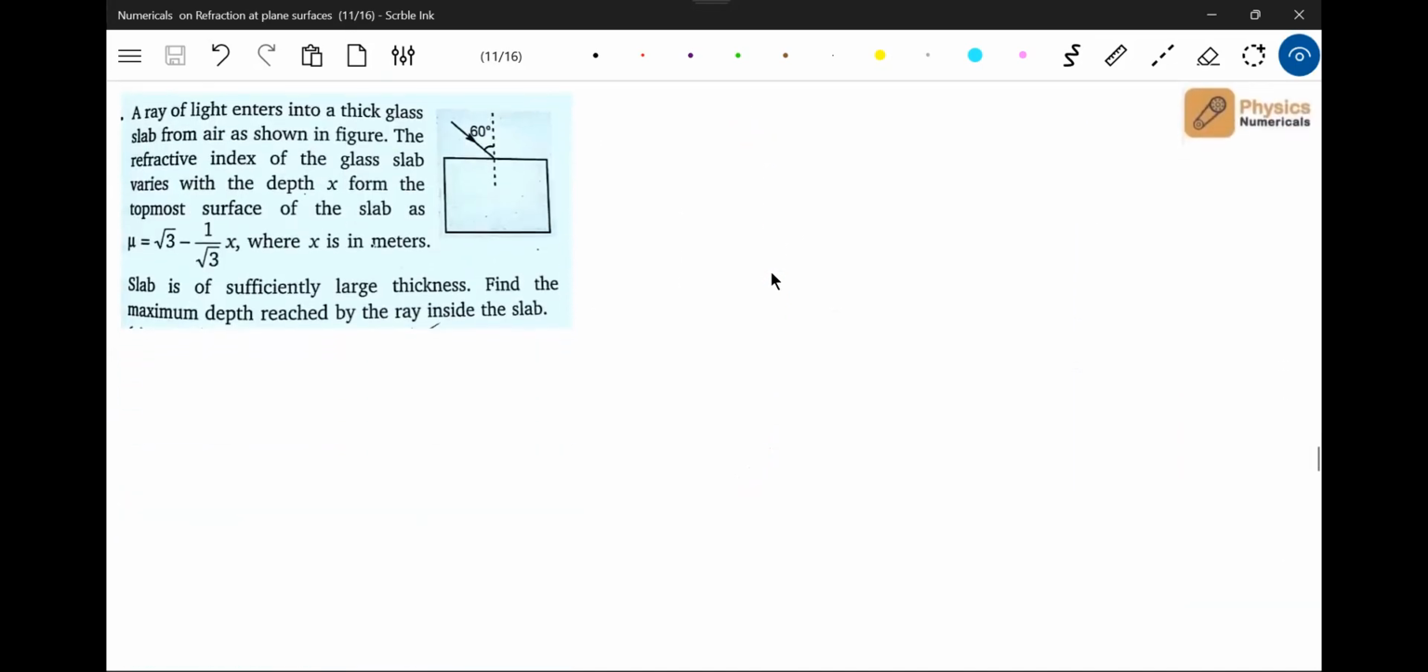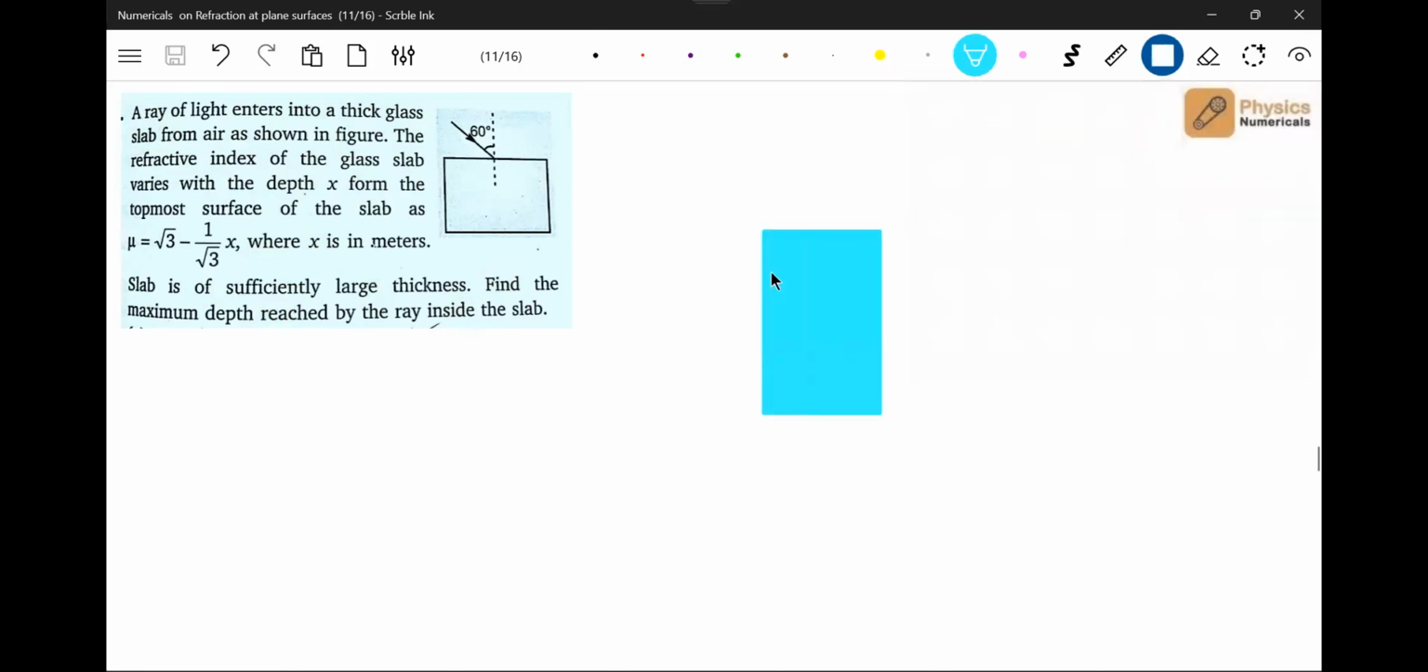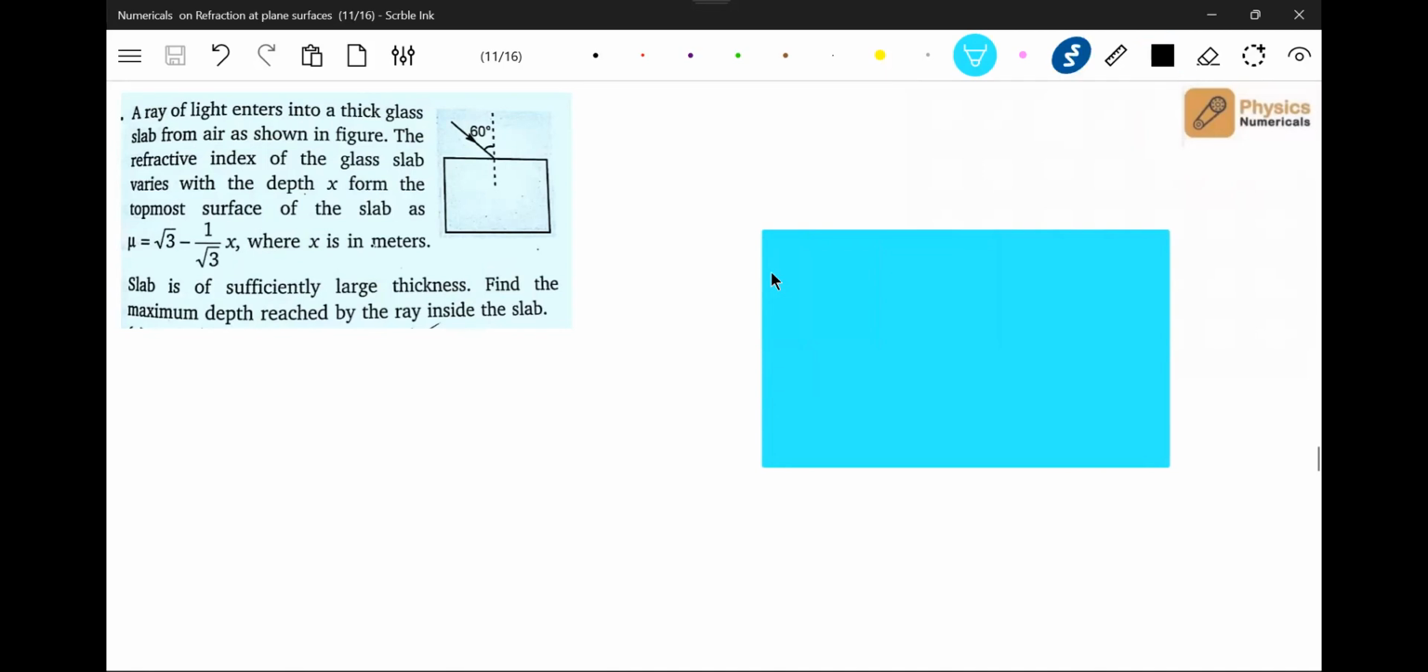Similar one more problem. Here we have a diagram also. A ray of light enters into a thick glass slab from air as shown in the figure. The refractive index of the glass slab varies with the depth x, where the slab is of sufficiently large thickness. Find the maximum depth reached by the ray inside the slab. The similar problem we discussed. If this is the slab, okay, the ray is here.